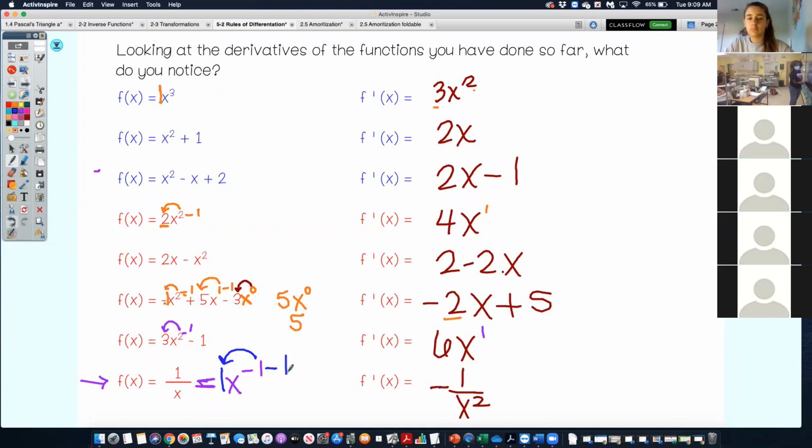Then when I subtract 1, what does that become? So this becomes -1x to the -2. And you know, we usually don't work with negative exponents. We make it positive to bring it back down. That right there is called the power rule. It's where you take the exponent, you multiply it by any coefficients in the front, and you subtract 1 from your exponent. Every time, every single time.